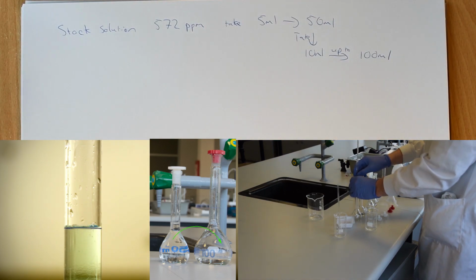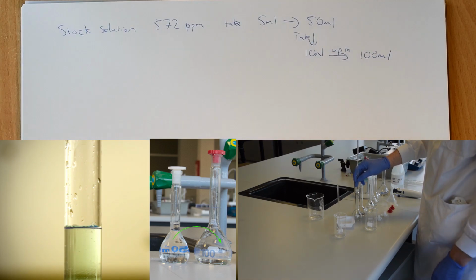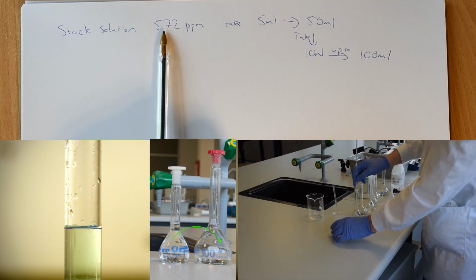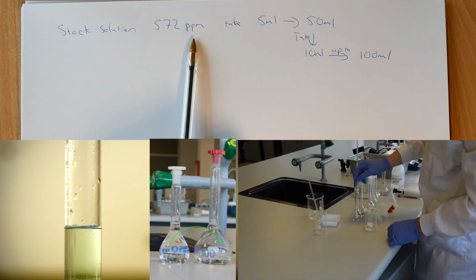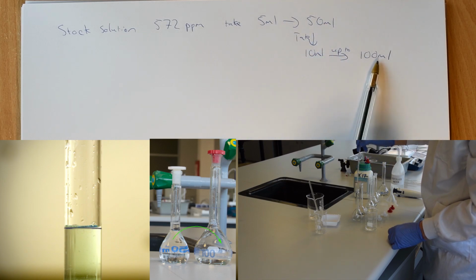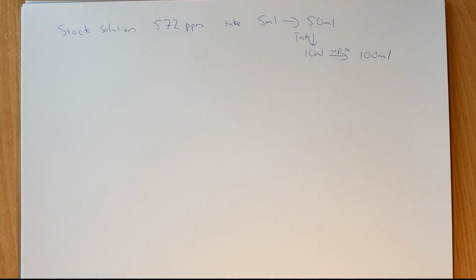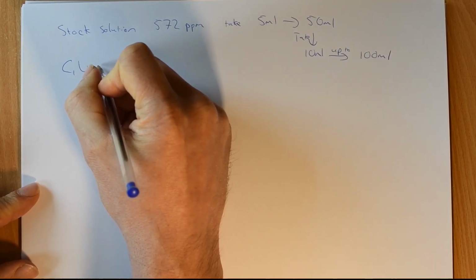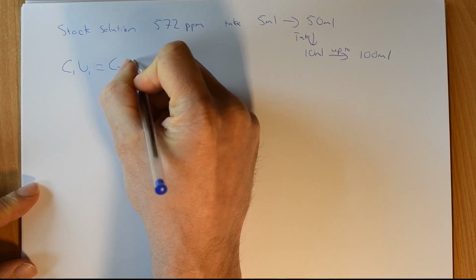Well, how do I figure out what my final concentration is going to be? So I know that this 5 ml started off having a concentration of 572 parts per million. I diluted it once, took some of that and diluted it again. How do I figure out my final concentration? Well, what we're going to use is C1V1 is equal to C2V2.